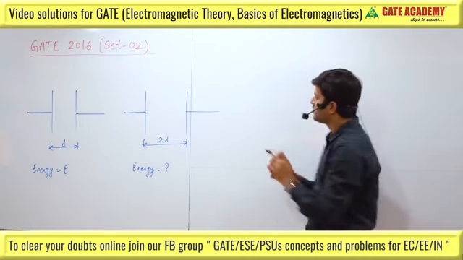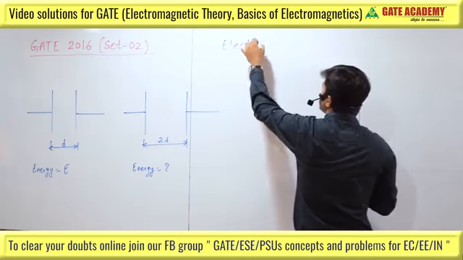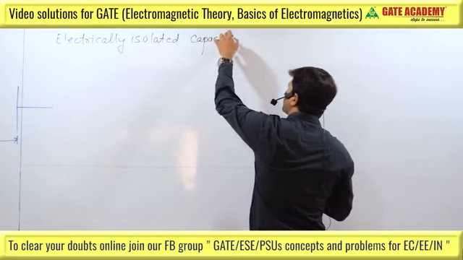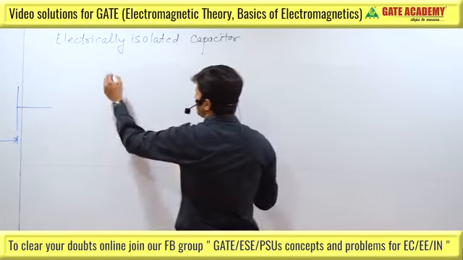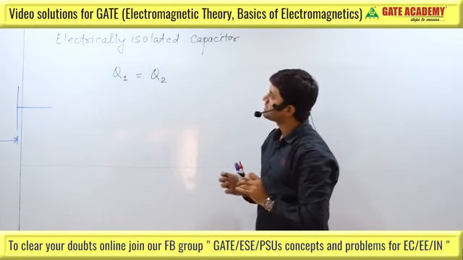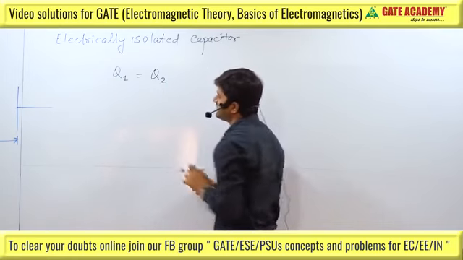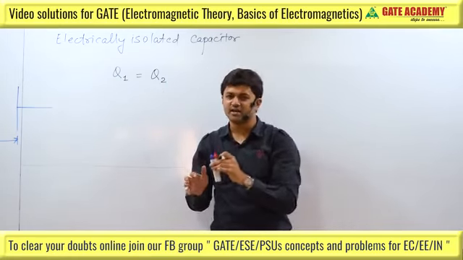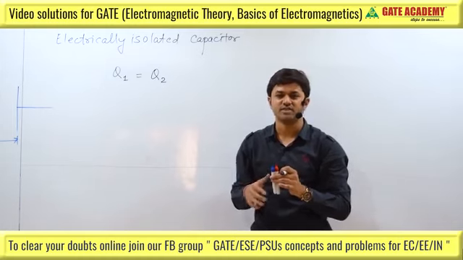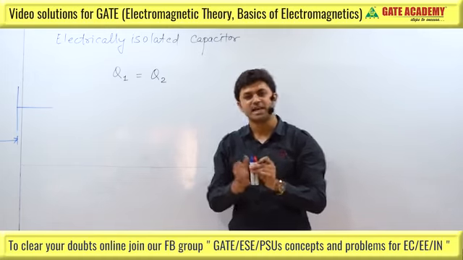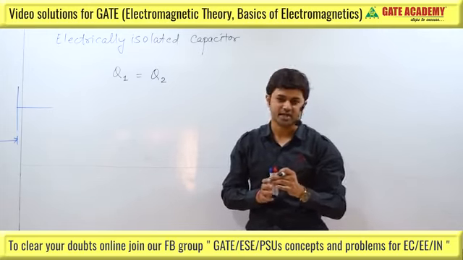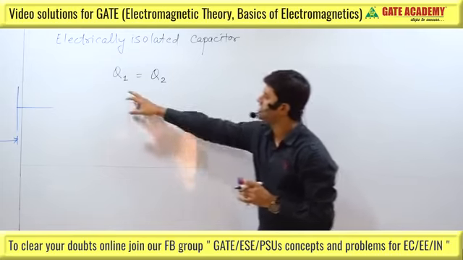So for an electrically isolated capacitor, the charge stored in the capacitor is the same. We have to keep this in mind. When the battery stays connected, like when the battery is not removed, then the voltage across the capacitor is always the same. Always remember that when we remove the battery, the charge stored in the capacitor is the same, and when we connect the battery, the voltage across the capacitor remains the same. So here it is electrically isolated, that means the charge stored should be the same.